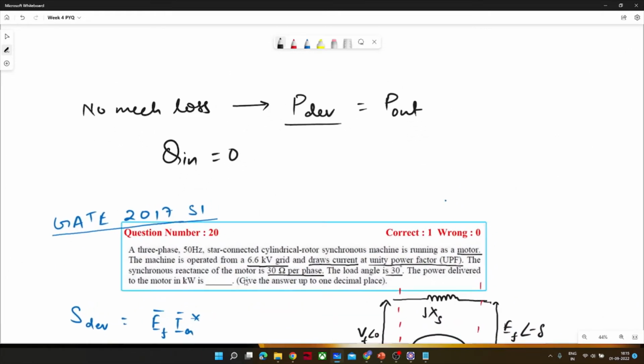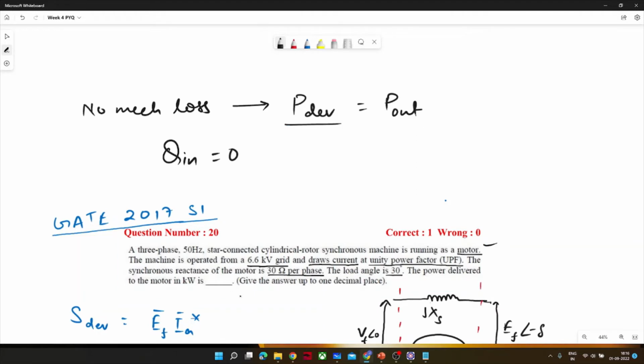So this problem is saying that a 50 hertz, star connected cylindrical rotor, not salient pole rotor, is running as a motor. So the first information is that it is a motor. It is very important to find whether the machine is running as a motor or generator, right? So it is a motor. Now 6.6 kV grid means the terminal voltage is 6.6 kV line. It draws current at unity power factor, just opposite of the last problem. Here it is operating at unity power factor.